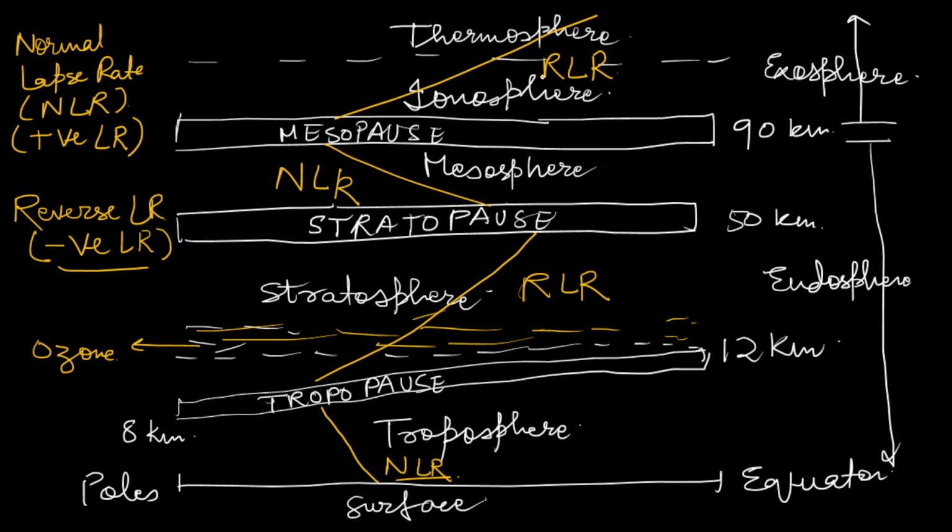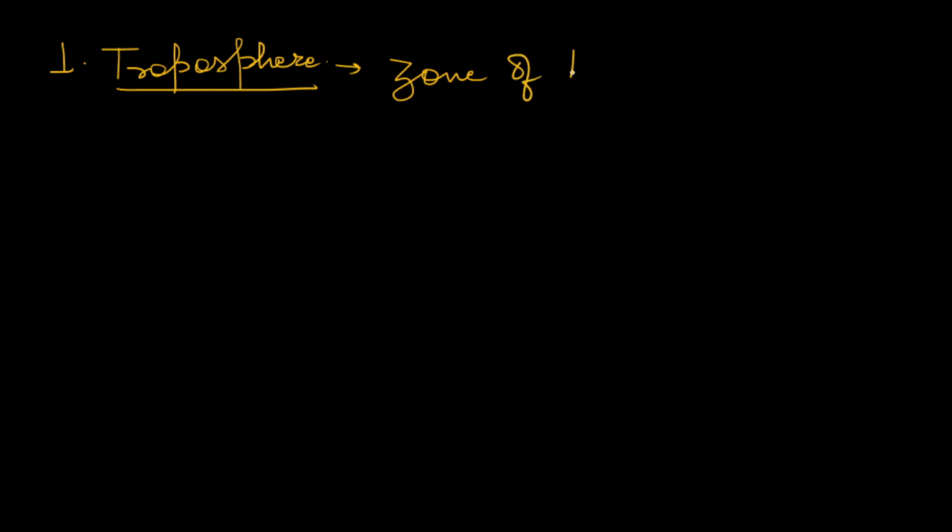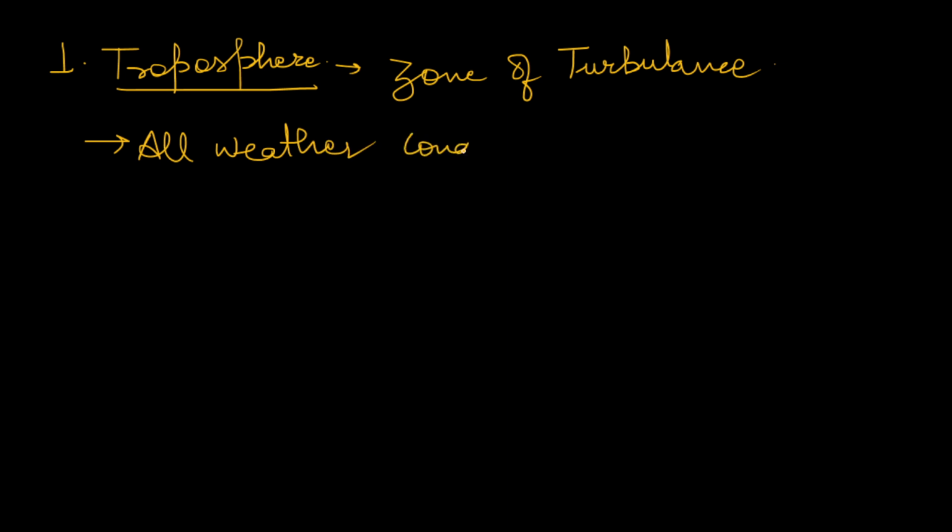So this was the structure of atmosphere. Now we will see each and every layer in detail. First of all, we will discuss troposphere. Troposphere is the zone of turbulence, because almost all weather conditions of earth occur here only.